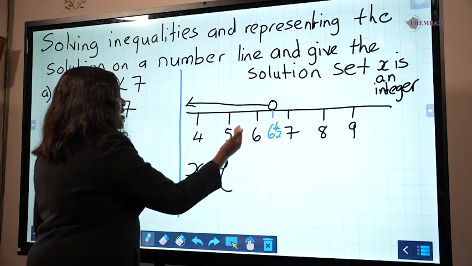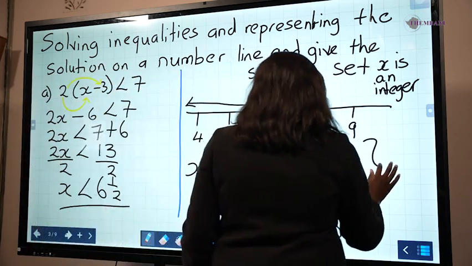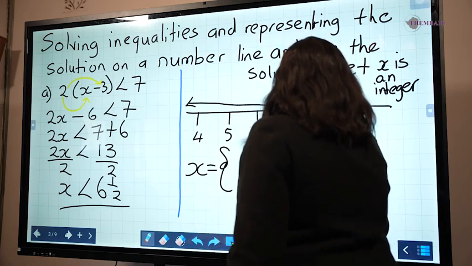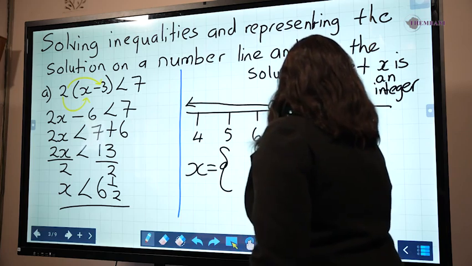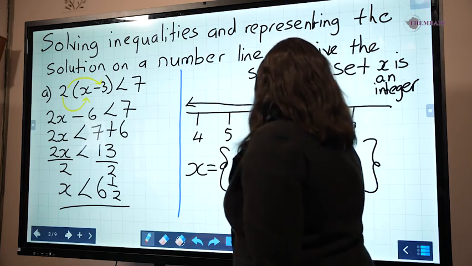So it's 6, 5, 4. So we want to start from our 6. Then from 6, we also have our 5. Then from our 5, we have our 4. Then from our 4, we have our 3.